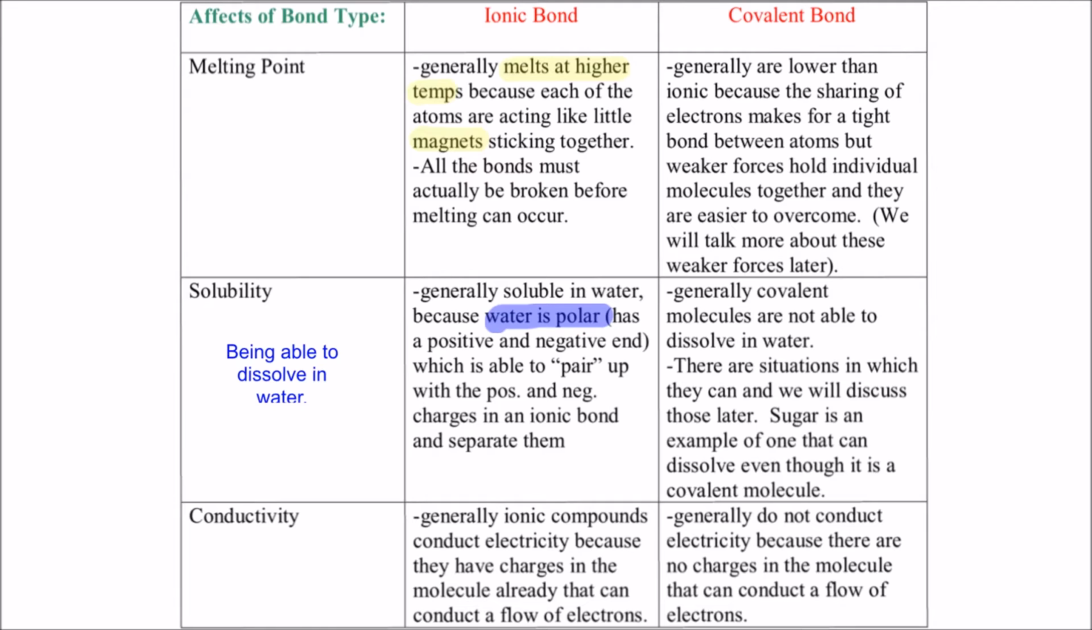So when you put a polar molecule in there with an ionic molecule, the positives and the negatives kind of pair up, and they're allowed to be separated because of that. Alright, then we have conductivity. And generally speaking, ionic compounds will conduct electricity, and that's what conductivity is talking about. Can it conduct electricity? And it can, because the charges in electricity, the electrons, have somewhere to move because there are charges in an ionic bond.